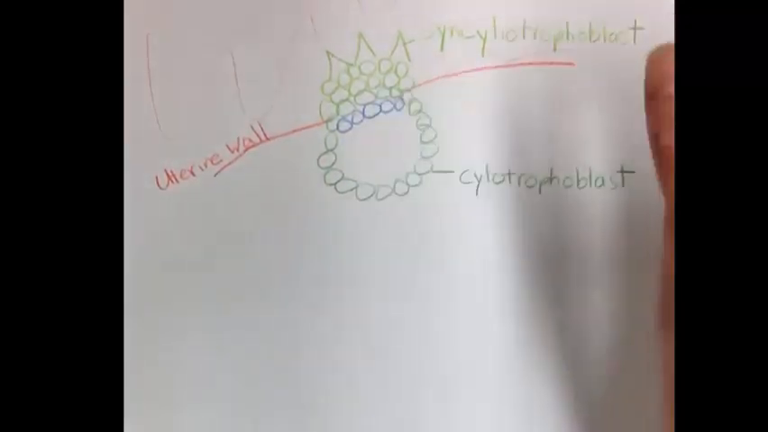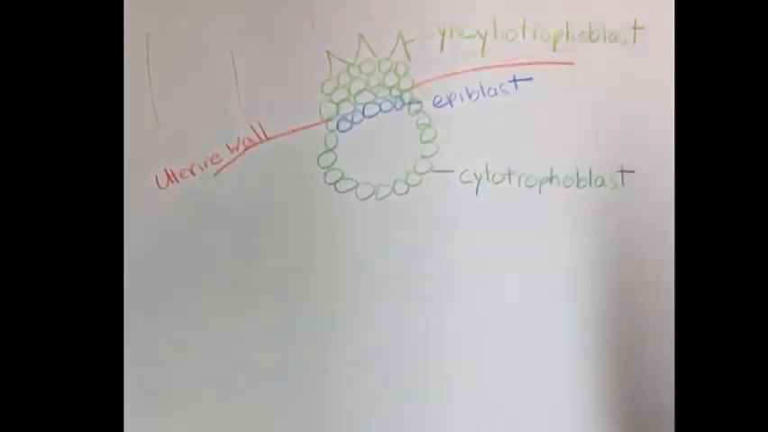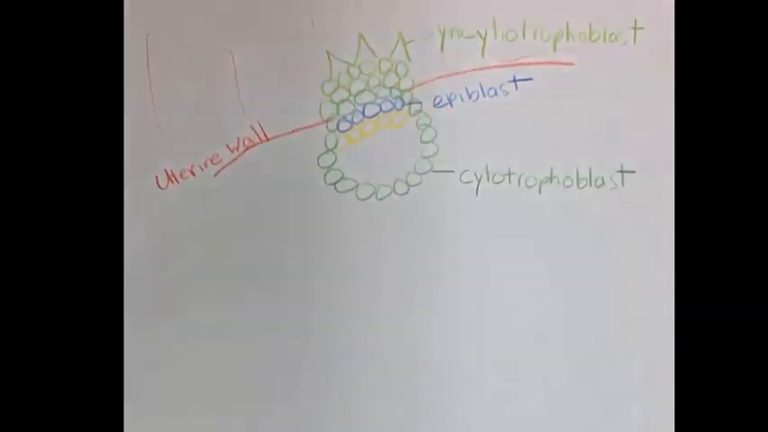At the same time that this is happening, the cells of the embryoblast begin to reorganize themselves as well, as they separate into two layers, the epiblast and the hypoblast. A portion of the epiblast cells are what is going to eventually differentiate into the embryo.